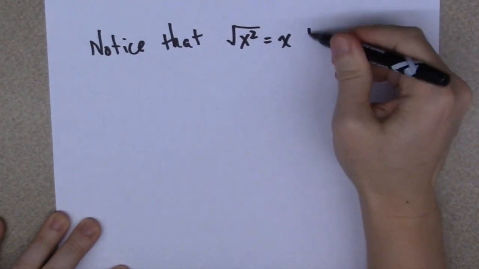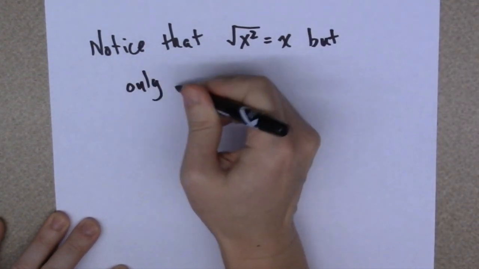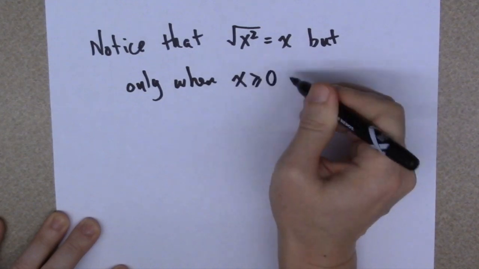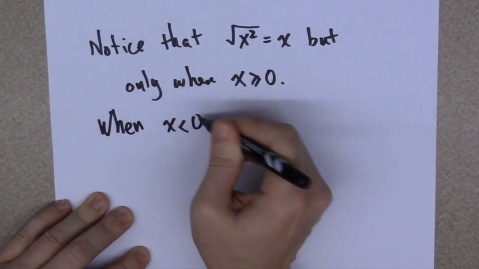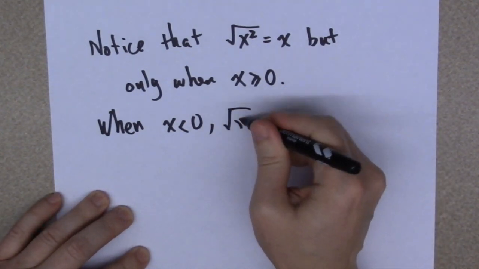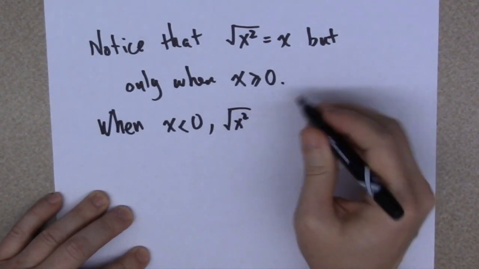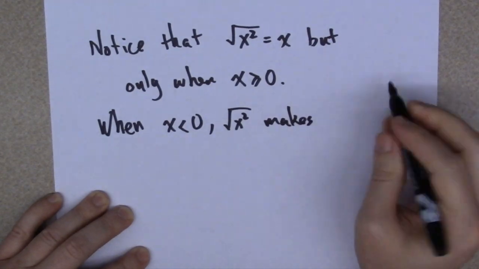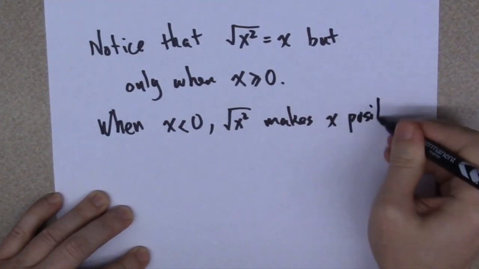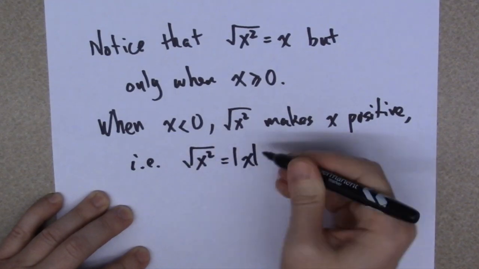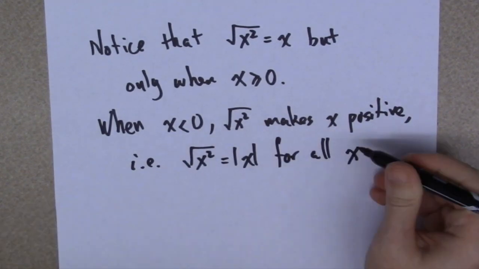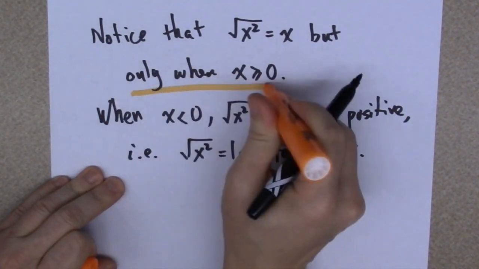So notice that the square root of x squared sometimes is equal to x, but only when x is greater than or equal to 0. However, when x is a negative number, the square root of x squared is not equal to x. In fact, the square root of x squared makes x positive. So in general, I'd say that the square root of x squared is the absolute value of x for all values of x.